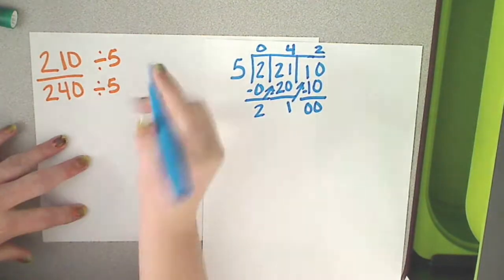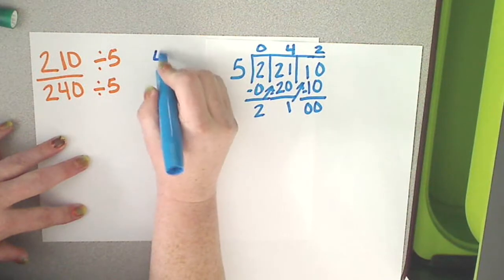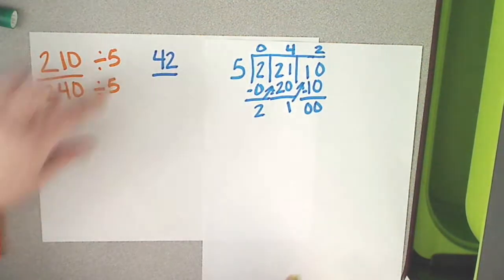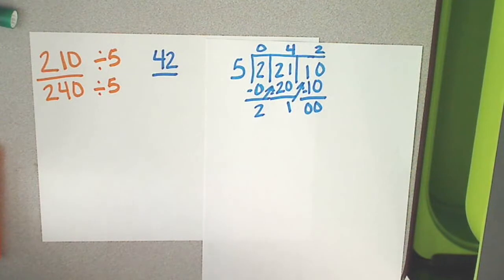So this means that 210 divided by 5 is 42. That's a more manageable number. Definitely more manageable.